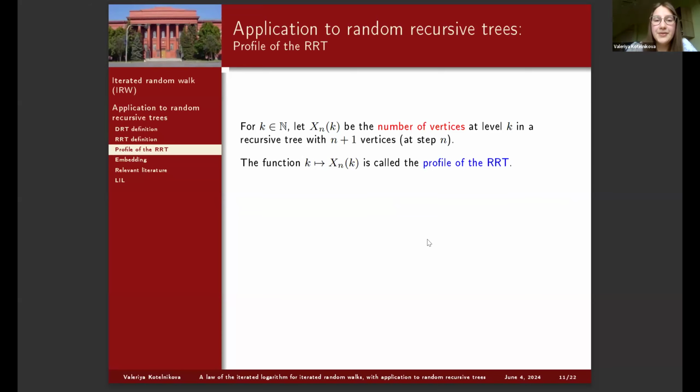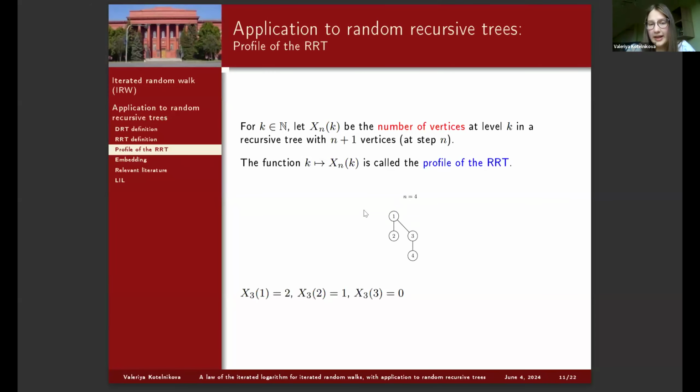And let's define the profile of the random recursive tree for which we want to prove the law of iterated logarithm. So denote by Xn(k) the number of vertices at level k in a random recursive tree with n plus 1 vertices. It may be a little bit confusing why we write index n and yet we mean n plus 1 vertices, but the index here refers not to the number of vertices, but to the step in the generating algorithm. And then such a function is called the profile of the random recursive tree.